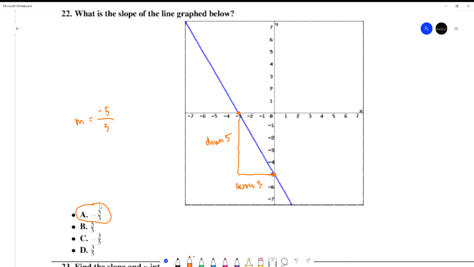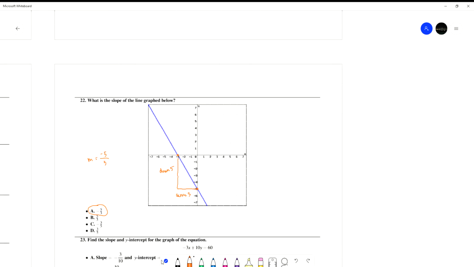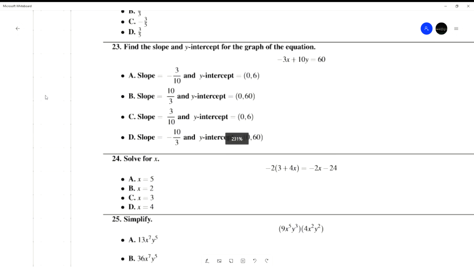Oh, dropped my pen. Okay, let's do the next one. We have 3 problems left.